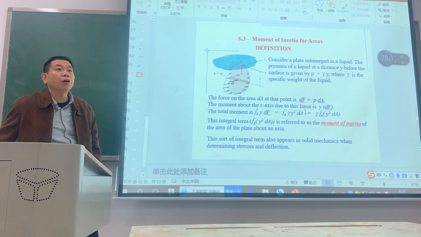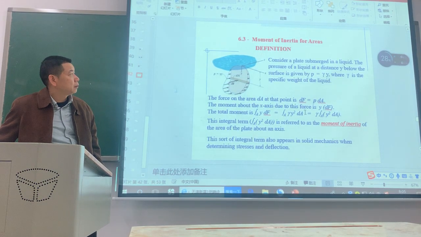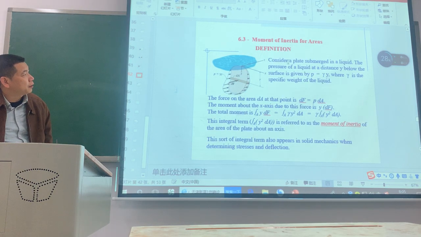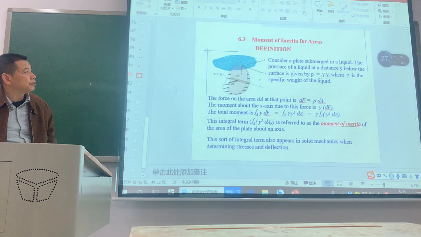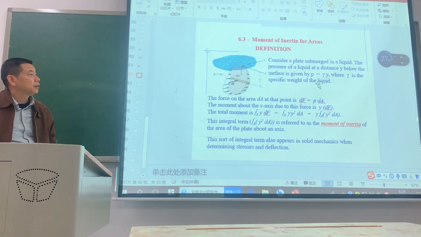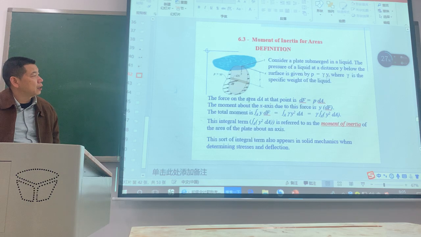We have to know what is the moment of inertia for an area. Consider a plate submerged in a liquid. The pressure of liquid at a distance y below the surface is given by P = γy, where γ is the specific weight of the liquid. The force on the area dA at that point is dF = P dA.